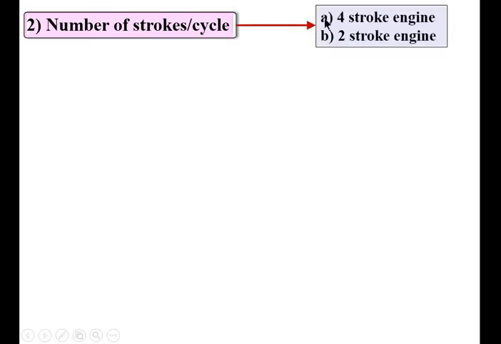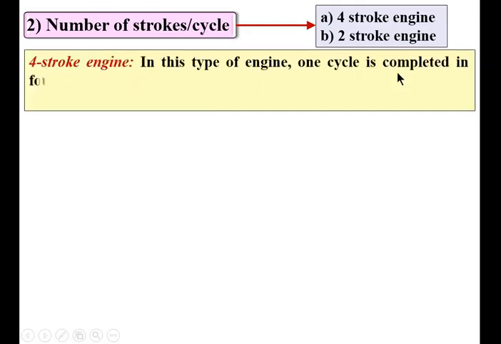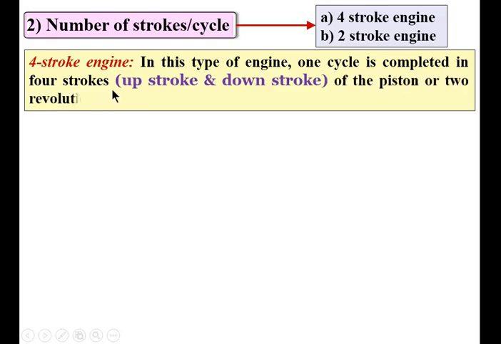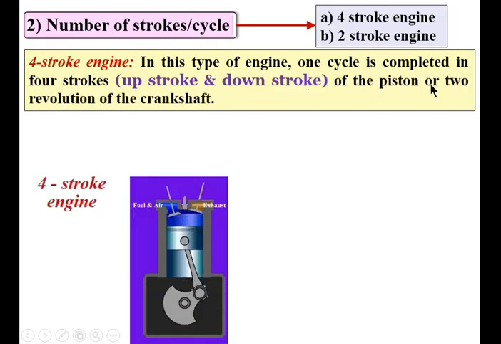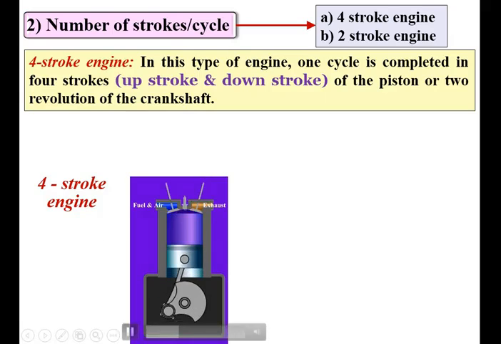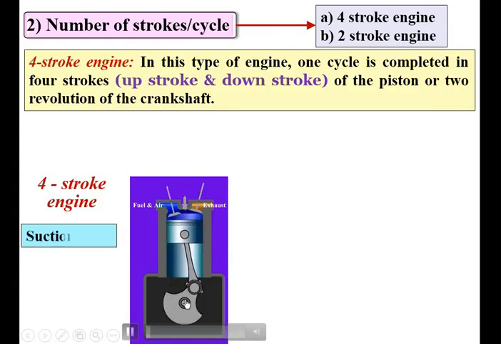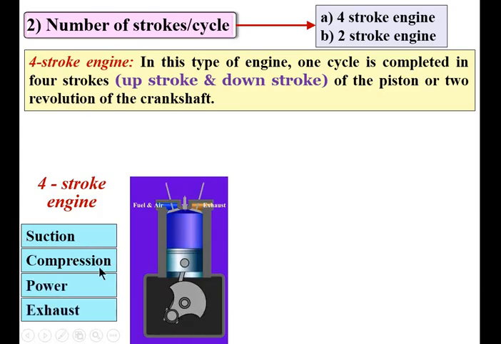Next, according to the number of strokes per cycle, IC engine is classified in 2 categories: 4-stroke engine and 2-stroke engine. In 4-stroke engine, one cycle is completed in 4 strokes, meaning upstroke and downstroke of the piston, or 2 revolutions of the crankshaft. So look at this figure. Here the piston moves up and down, and that is called the stroke of the piston. There are 4 strokes: suction, compression, power and exhaust.